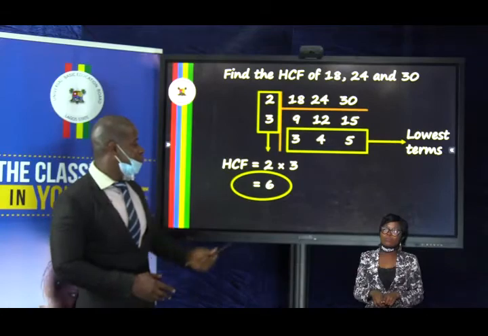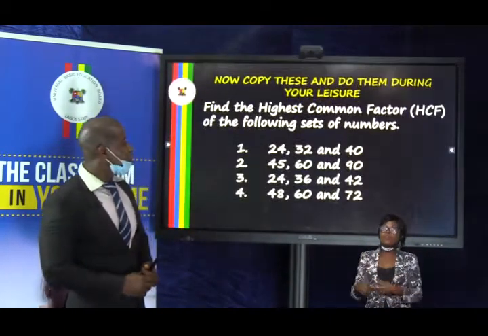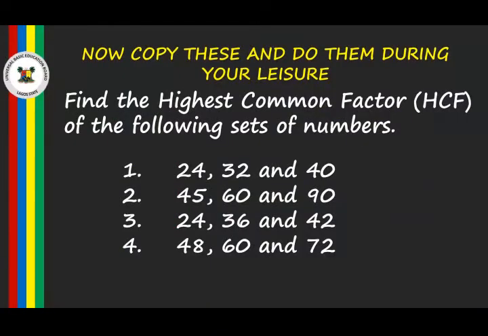Okay, so let me give you the assignment for today. You have to find the highest common factor of the following sets of numbers: 24, 32, and 40; 45, 60, and 90; 24, 36, and 42; 48, 60, and 72. I believe you should have fun doing this.